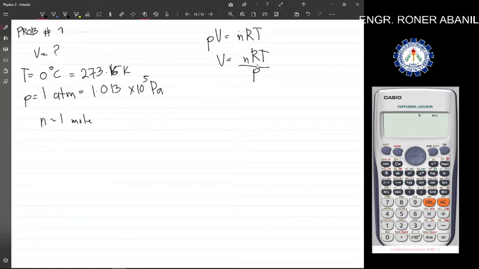So, dito, yung R natin is naka J per mole K. No? So, gamitin natin yung naka Kelvin din. Naka Kelvin din. Okay? Tapos naka Pascal. So, pasok na natin. Volume equals to n. No? Yung n natin is 1. R? What is R? Yung kanina. So, review natin yung 8.314. Ito is naka J over mole Kelvin.